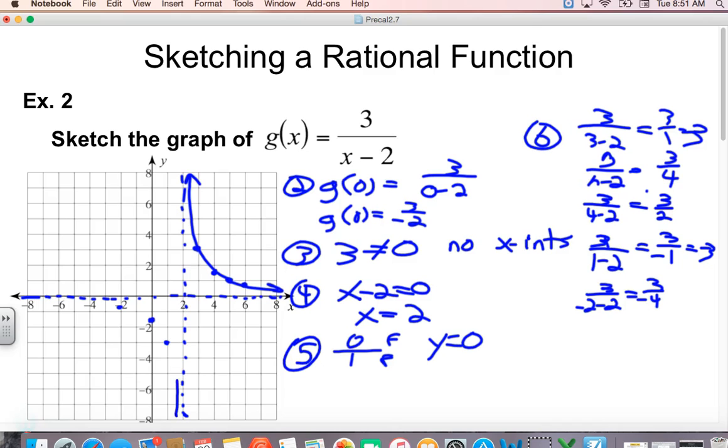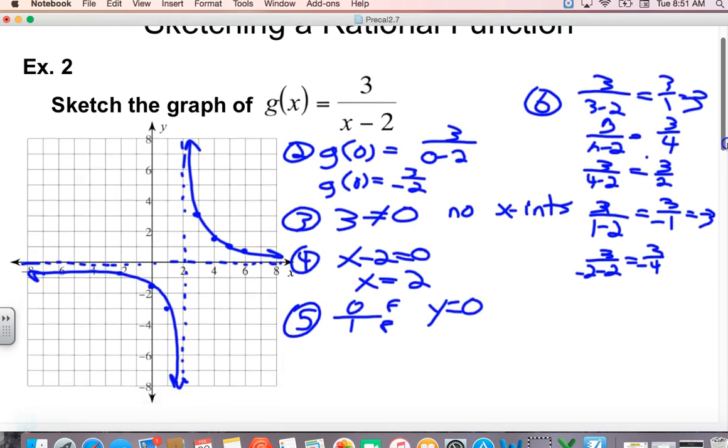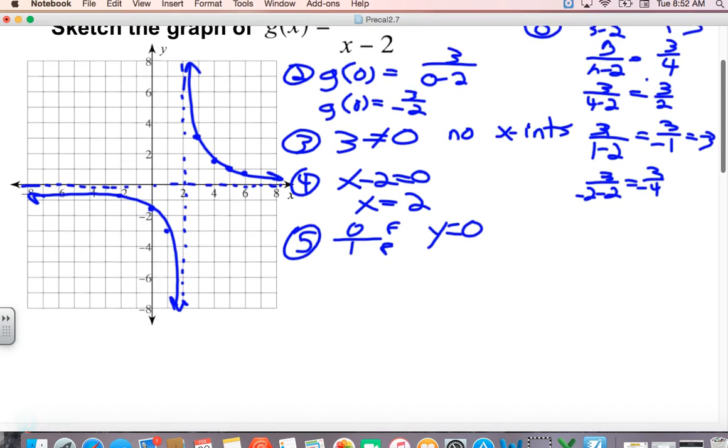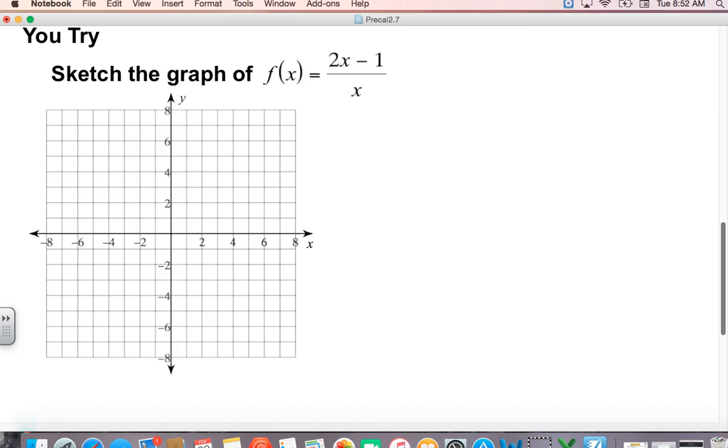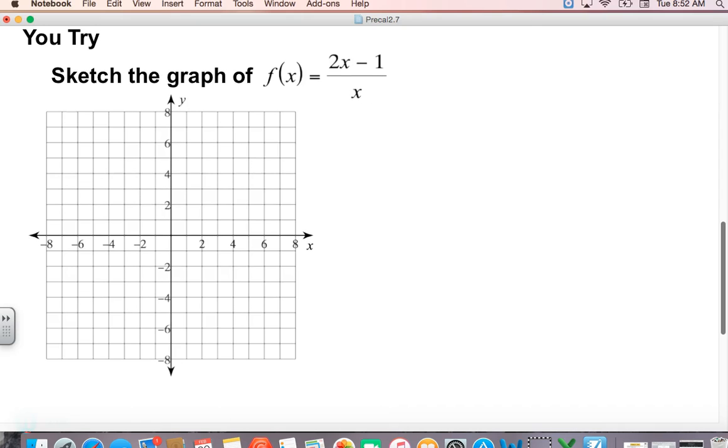All right, so you can kind of see how this graph is going to look. Then you connect it with smooth curves. That's the 7th step, and you're done. So that's essentially how you do those problems. Follow each of those steps one at a time, get your points, and then plot some more points, connect them with a smooth curve. So I'll let you guys try this one right here. Let me know if you have questions.